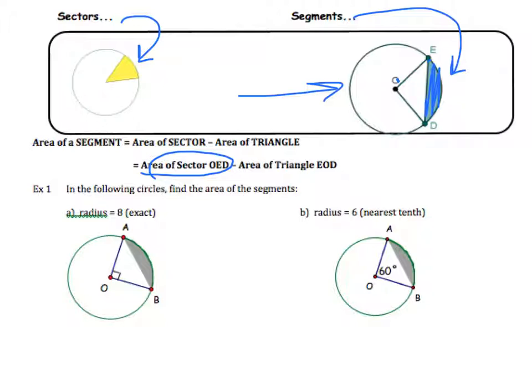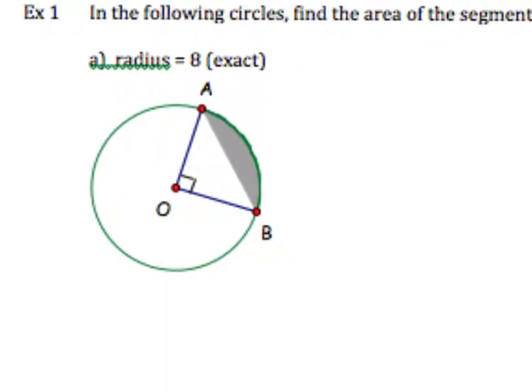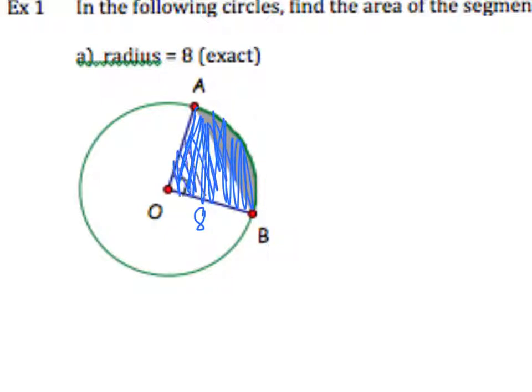That's what we call a segment of a circle. Okay, so I'm going to do two examples to help us find the area of a segment. So it's based on finding the area of a sector, and then you're going to subtract a triangle. All right, number one, it says the radius is 8, and I want to leave it in exact form. So if the radius is 8, I want to find the area of this whole sector, and then take out the area of the triangle.